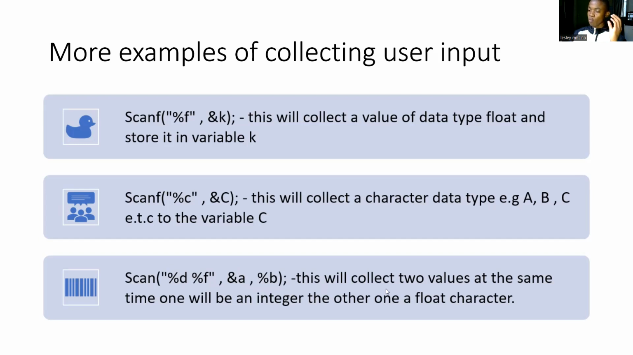This will collect two values. So we're collecting two values at the same time. One value would go into a, which is an integer, and the second value would go into b, which is a float. So we're collecting two values at the same time. One will be an integer, okay? The other one a float. Okay. So moving on.